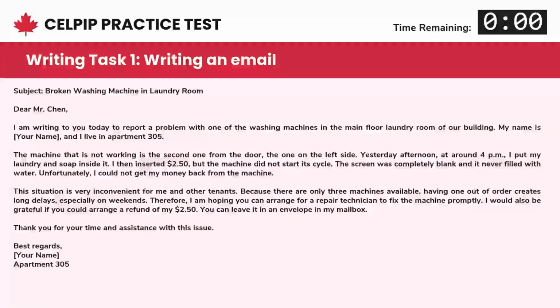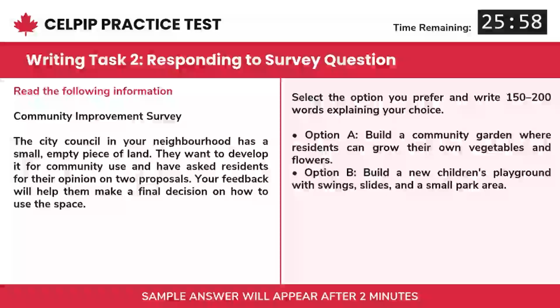The organization is excellent. The email uses a polite, semi-formal greeting, "Dear Mr. Chen," which is appropriate for a building manager. It has a clear opening sentence stating the purpose, two logical body paragraphs, and a professional closing. This structure makes the message easy to understand. To connect ideas, the writer uses simple linking words like because and therefore. The vocabulary is mostly simple for easy understanding, but it includes two excellent B2 level words, inconvenient and promptly. These words show a stronger command of English and fit the context perfectly.